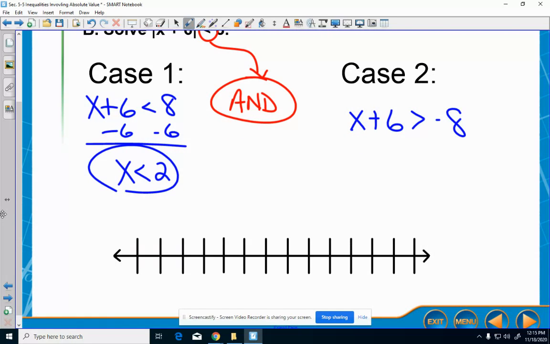Olivia? Negative 14. All right, so we minus the 6. We get x is greater than negative 14. This should be an and statement, meaning my two results should come together. Do they? They don't?